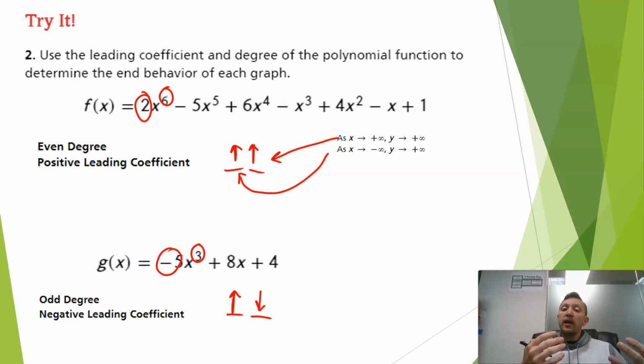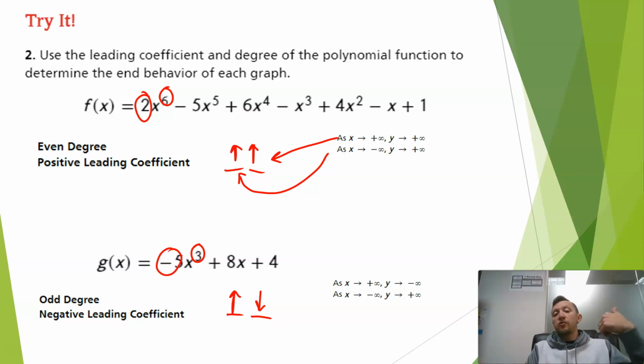So the way we would describe this is, again, the right side of the graph is going down. So we would say as x approaches positive infinity, y is going to approach negative infinity. And the left side of the graph is going to be, as x approaches negative infinity, it's going up. So we would say y approaches positive infinity. So hopefully you see how that works. I want you to try one on your own.